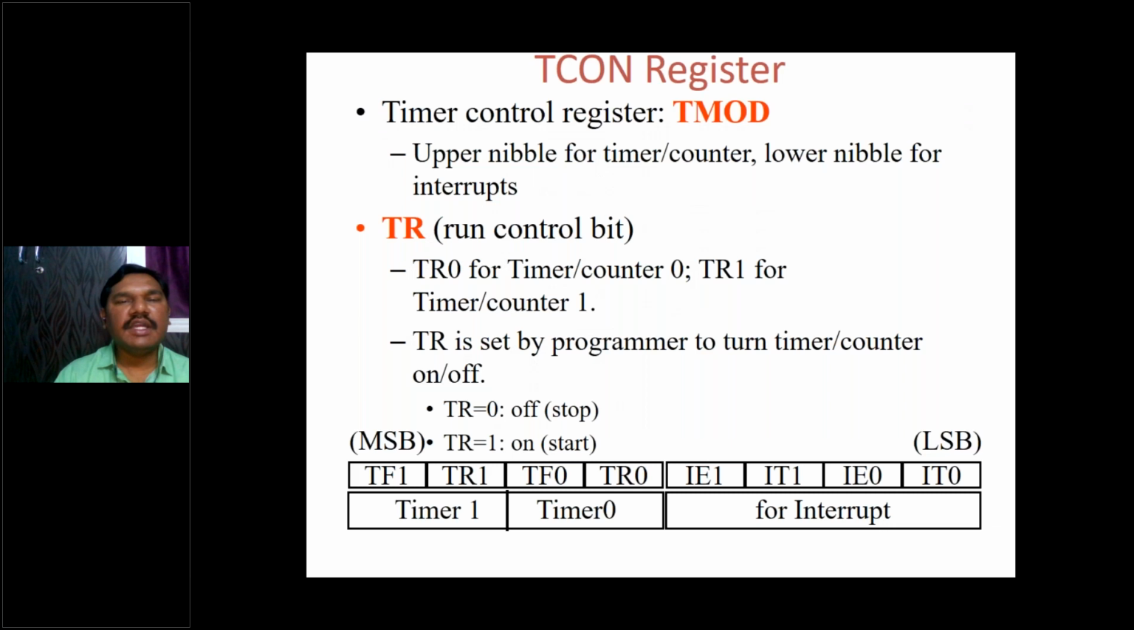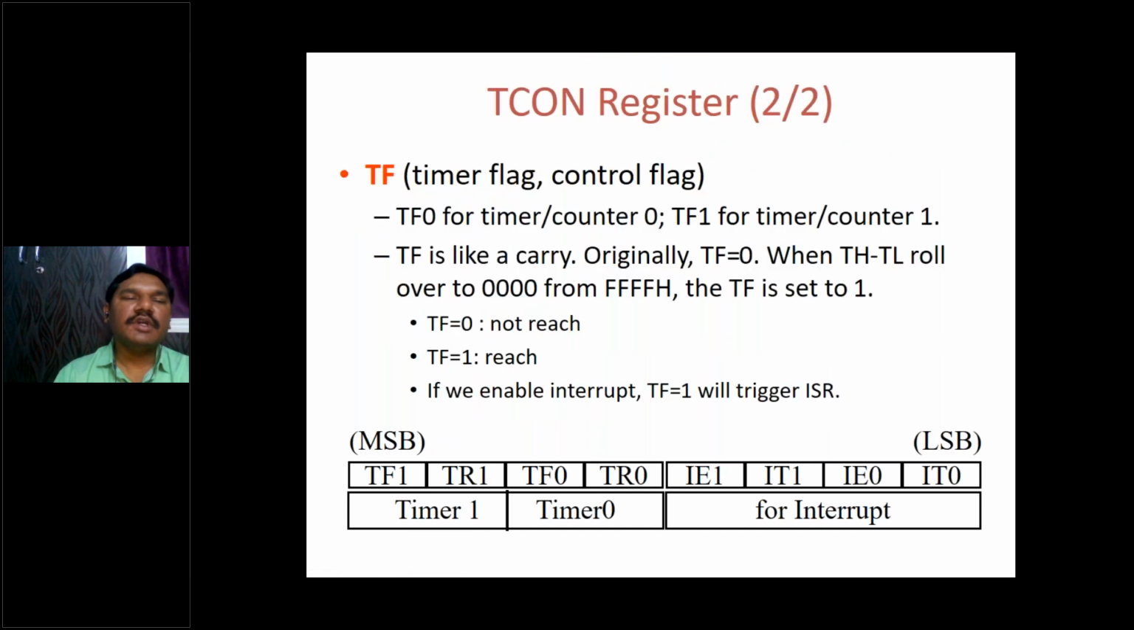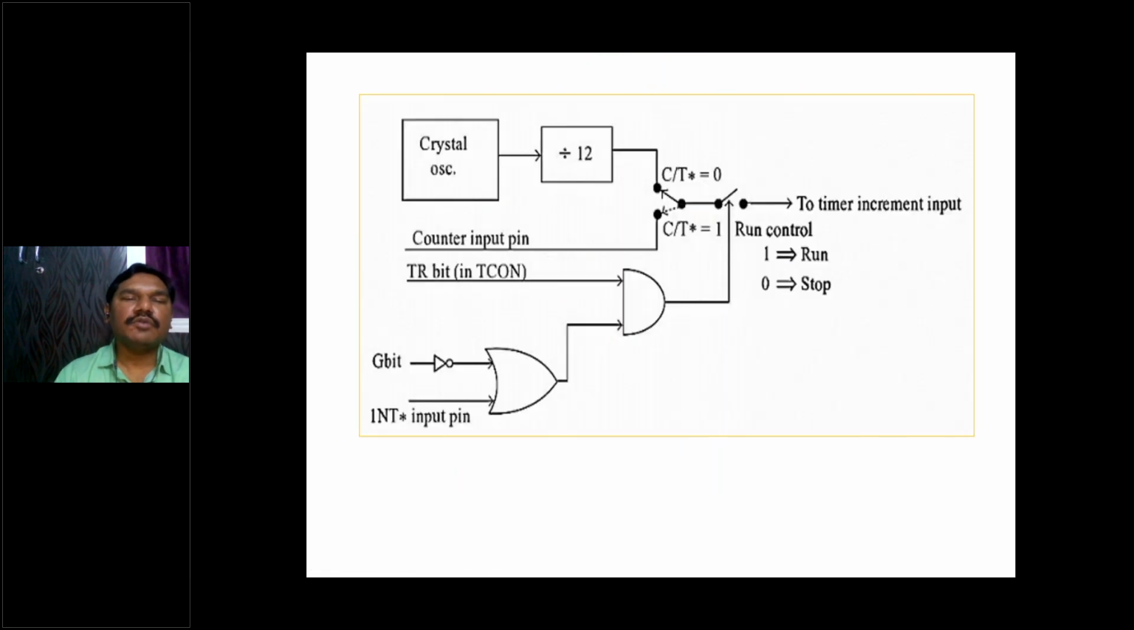That is what we have given in the TCON register. And TR stands for the run control bit. If this bit is 0, the timer 1 or counter 1 is set by the program to be off. Timer 1 or counter is on or off. If this bit is 0, off. If this bit is 1, the timer starts running. TF means timer overflow.